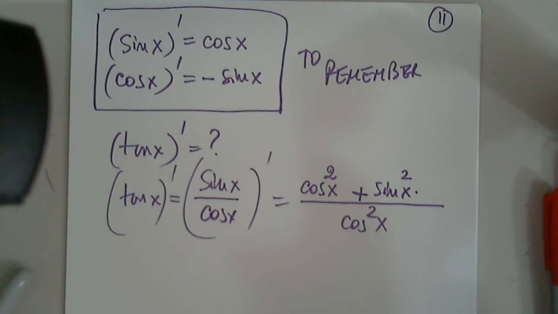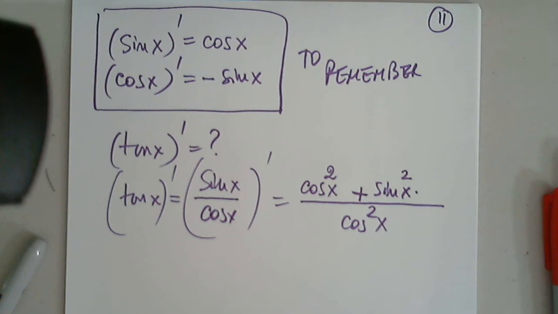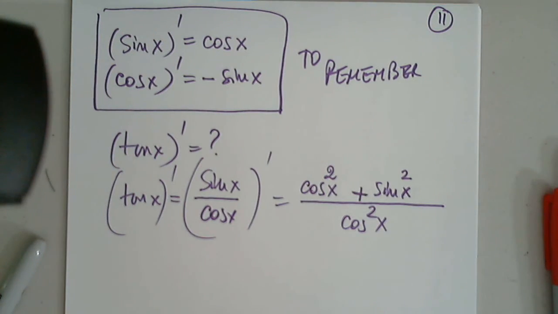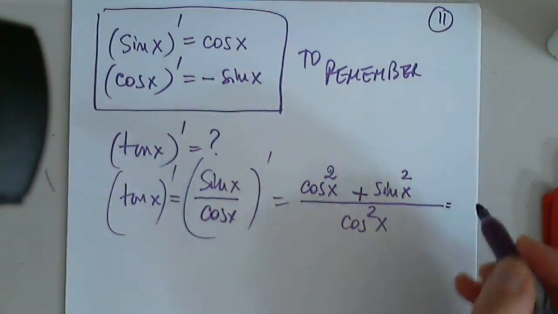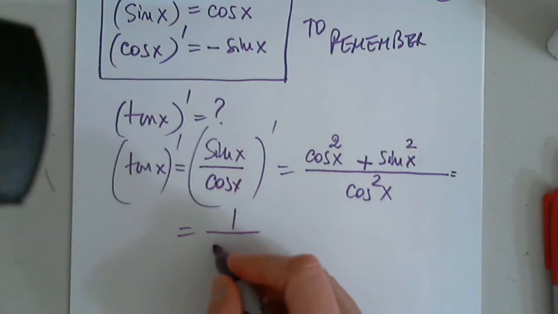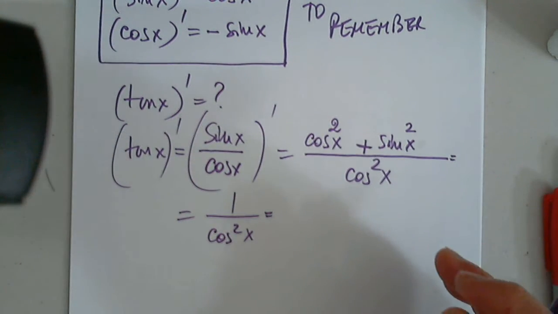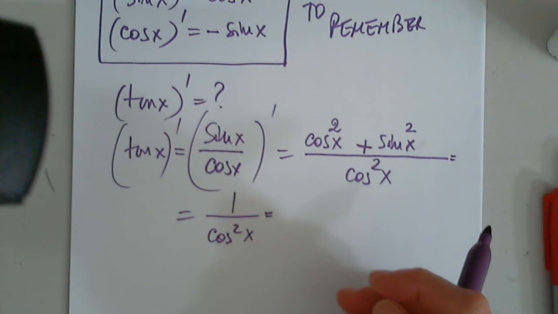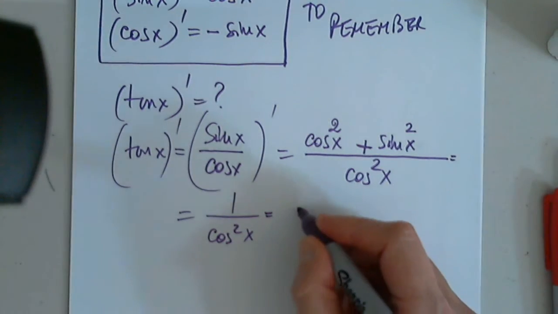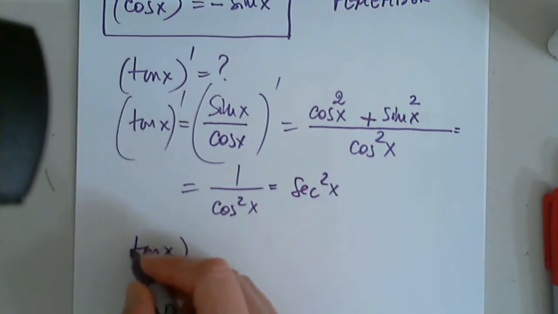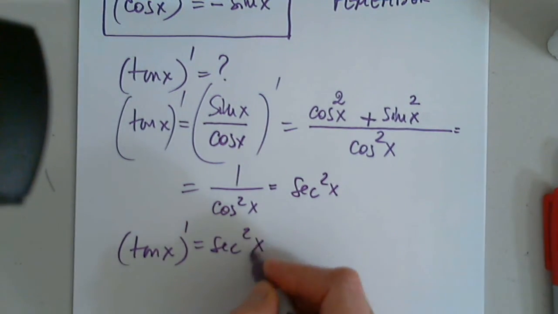So then, anyone remembers how much is sine squared of an angle plus cosine squared of the same angle? 1. Thank you. Does anyone remember the formula 1 over cosine squared? What does it mean? Or 1 over cosine x first? Secant. Secant squared, very good. That's it. So then tangent prime is secant squared.